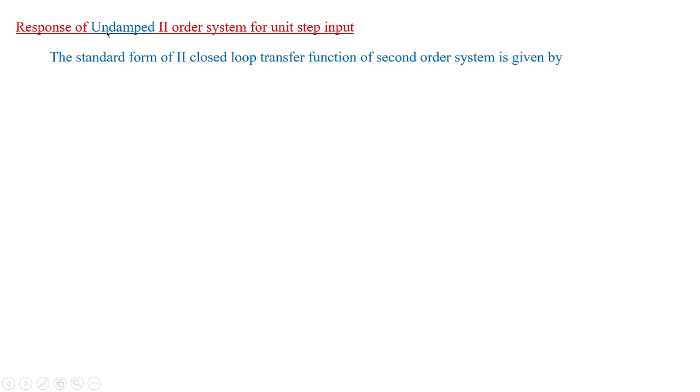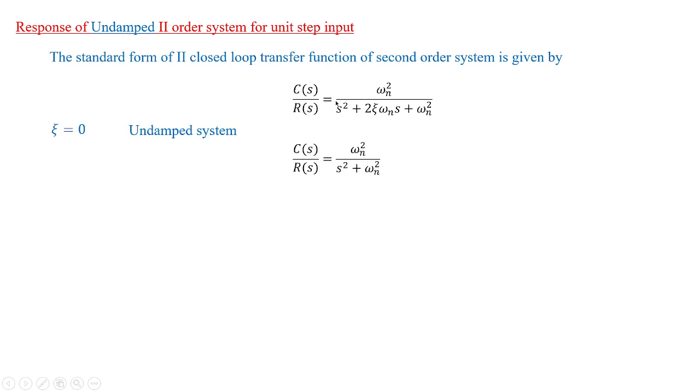The standard form of second order closed loop transfer function is given by C of s by R of s is equal to omega n square by s square plus 2 zeta omega n s plus omega n square. We need to remember that undamped system indicates zeta equal to 0. So substituting in the above transfer function, we obtain omega n square by s square plus omega n square. We have just substituted the value of zeta equal to 0. Then the above transfer function changes to this transfer function.